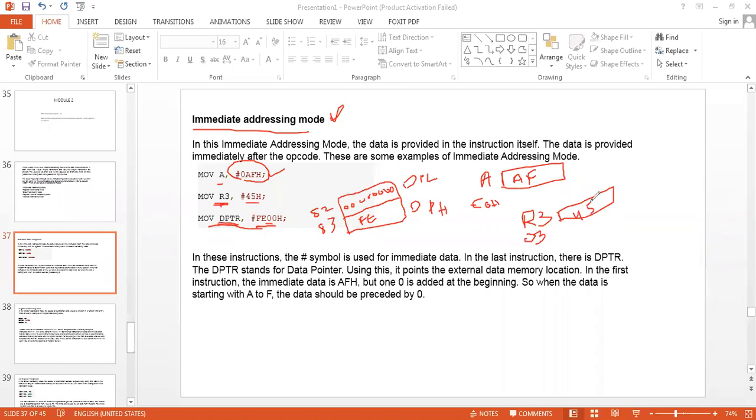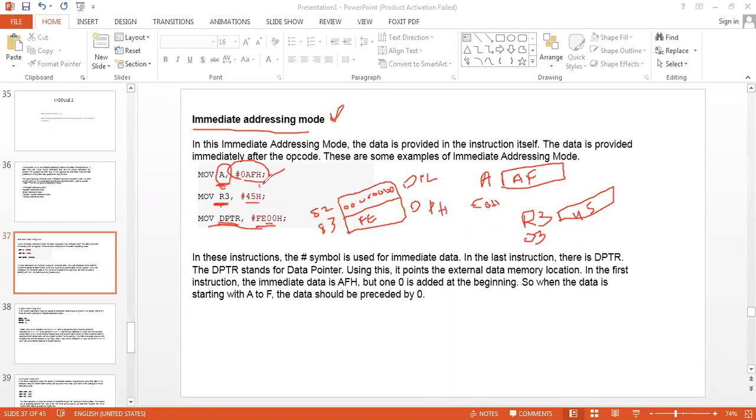That is so simple. We are just providing the data directly, and that data is going to be stored into one of the registers or one of the memory locations that we give. Now the destination operand should always be one of the registers. It cannot be a direct memory location. I cannot write a memory location number here, but I have to write one of the registers as the destination operand.